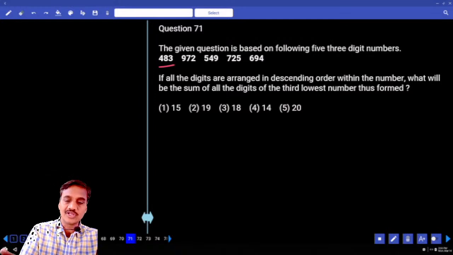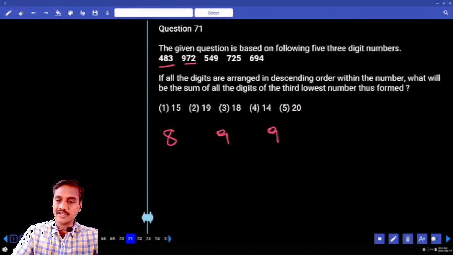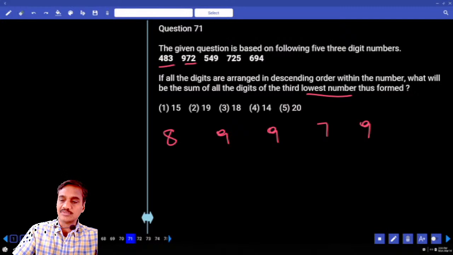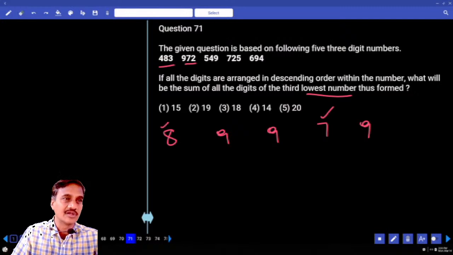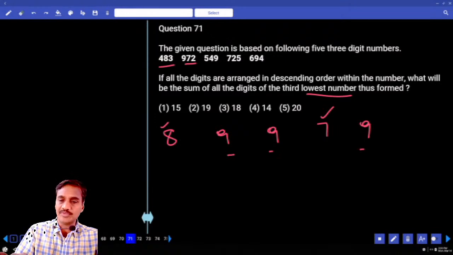Now if 483 is the lowest, then 8 comes at the first place, here 9 comes at the first place, here again 9, here it is 7, and here it would be 9. The third lowest number thus formed: 7 is the lowest, 8 is the second lowest. Among these 3 numbers, the lowest is 972.